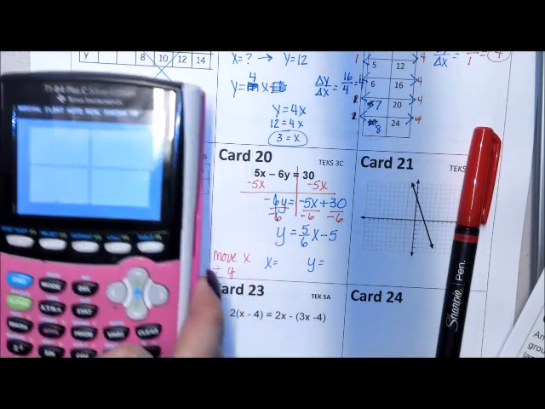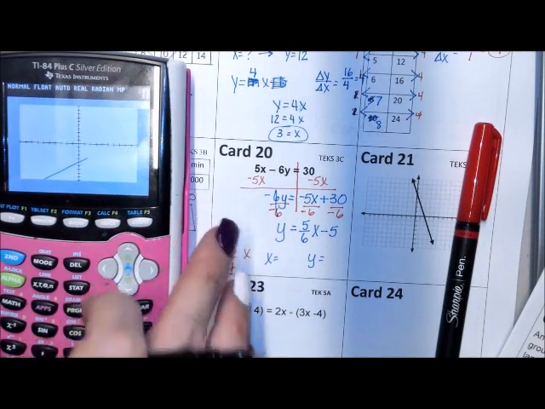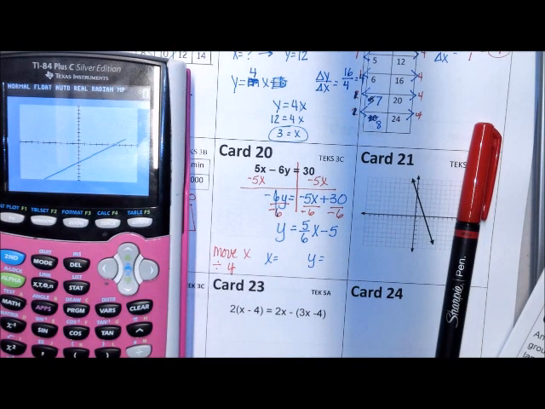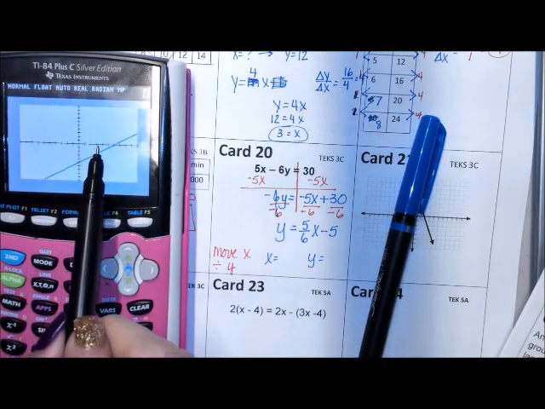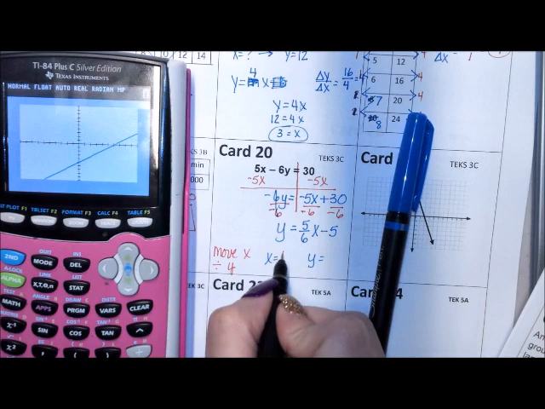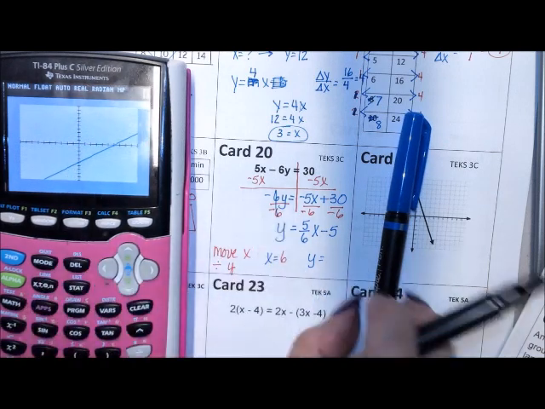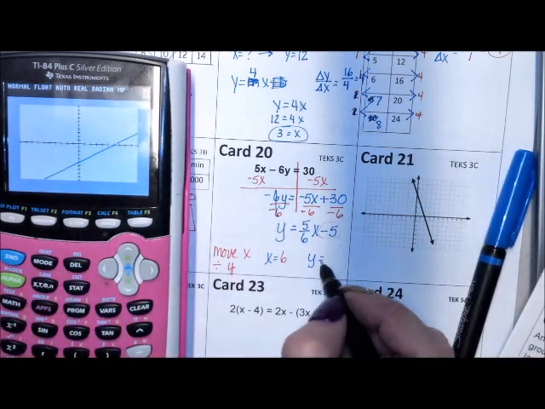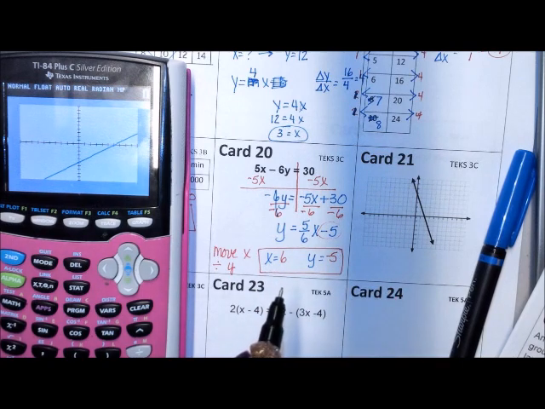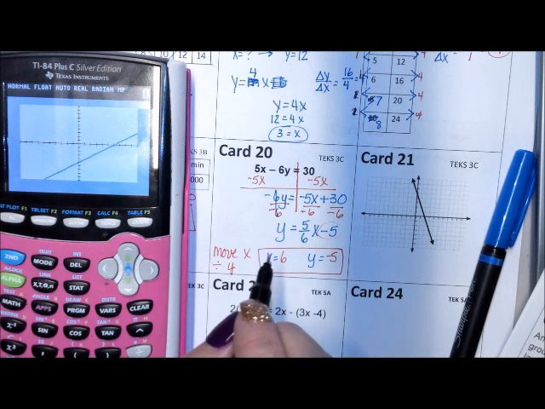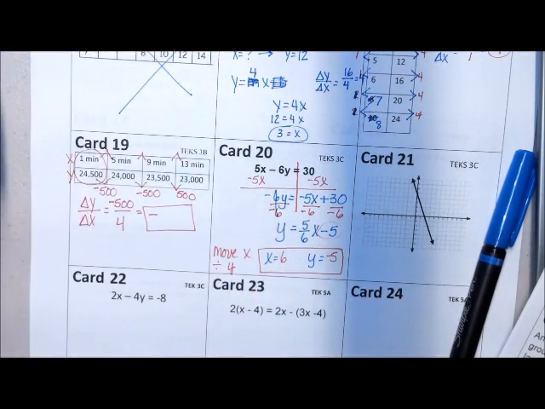I'm visual. I want to be able to see it. Sweet, I can see that one and that one. So x-intercept is 1, 2, 3, 4, 5, 6. And the y-intercept is right here, negative 5. Here's my intercepts.